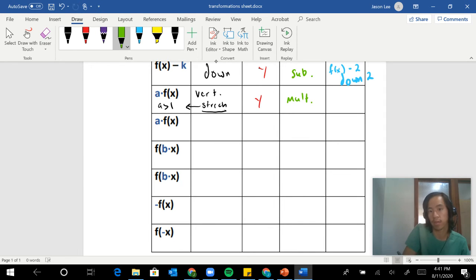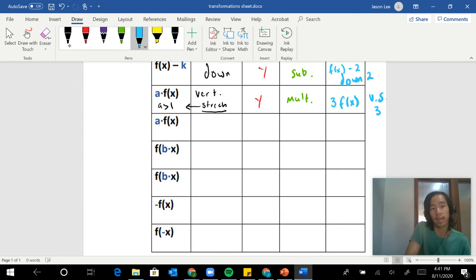So in this case, let's find an example. Let's say you've got 3 times f of x. This is going to be a vertical stretch, so I'm abbreviating here, V for vertical, S for stretch. This is a vertical stretch of 3. That's how I will write it, vertical stretch of 3.